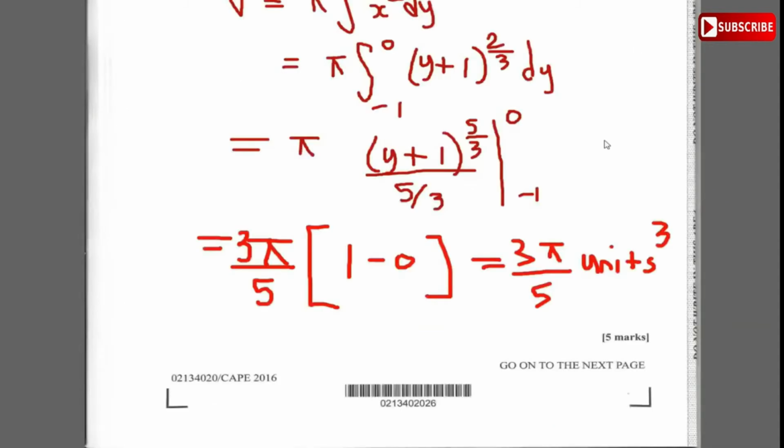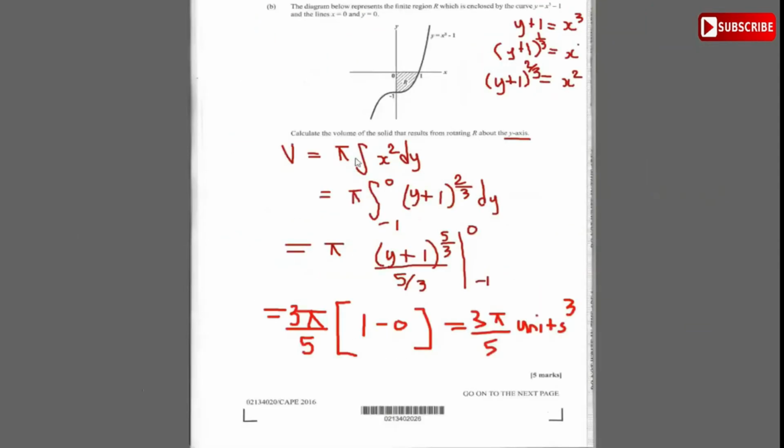Okay, part C. Just to let you have a look again at this question, volume is pi times the integral of x squared dy. For volume around the y-axis, we're going from minus 1 to 0 of x squared, and x squared is (y plus 1) to the 2/3 dy. So we can do this. Okay, let's do this question now.